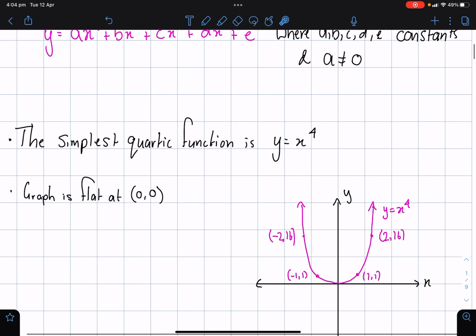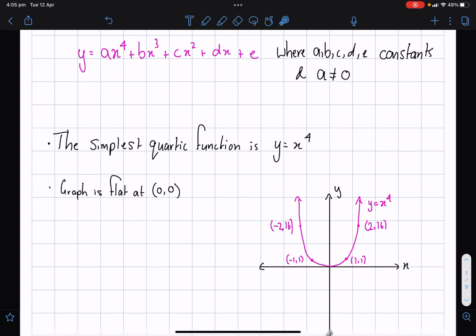So whenever you input an x, that x is multiplied by itself 4 times. So with 1, obviously it's 1. If you have x equals 2, 2 to the power 4 is 16, okay? And just note that the graph is flat at 0, 0. I know my diagram doesn't look like it too well, but it is actually horizontal at that point.